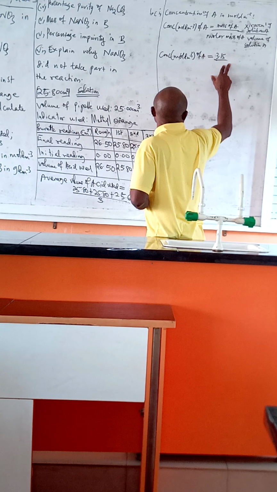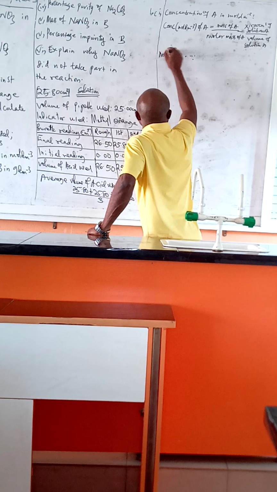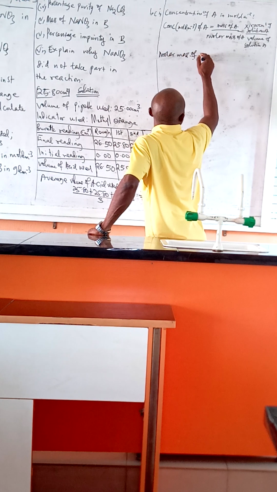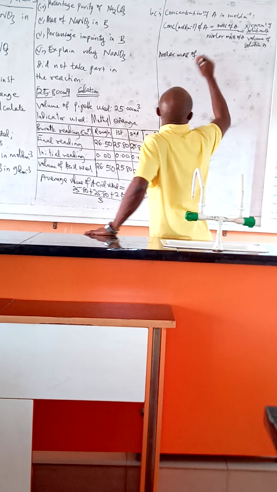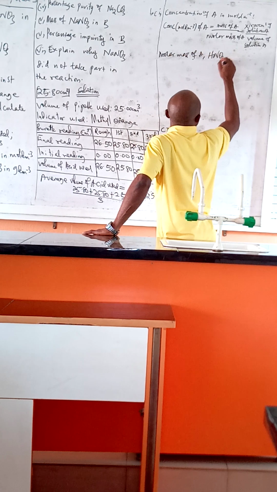Okay, we can continue. Molar mass of A. Let's calculate the molar mass of A first. A is HNO3.